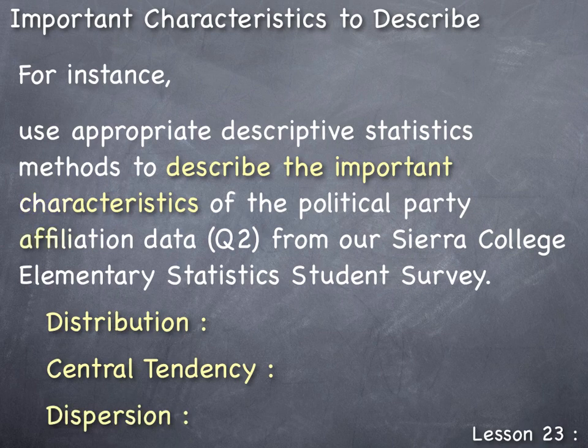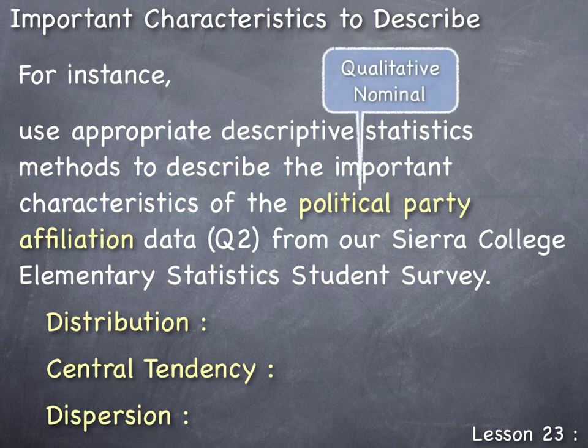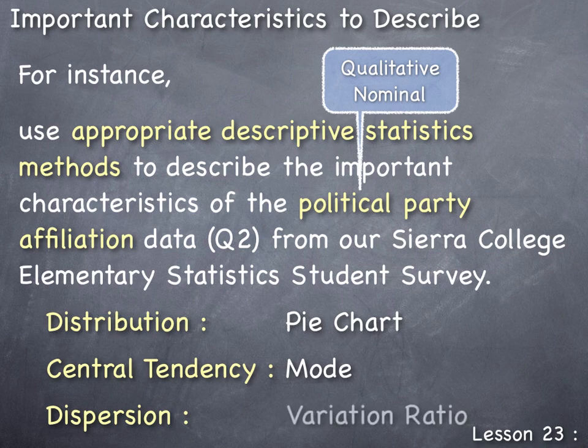Now the data in this instance is the political party affiliation. And political party is qualitative, that is categorical data, that falls at the nominal level of measurement. So the appropriate descriptive statistics methods that we use with qualitative data when it comes to describing the distribution is to construct either a distribution table, or a Pareto chart, or a pie chart. And the appropriate method to measure the central tendency of qualitative data is the mode. And the appropriate method to describe the dispersion of qualitative data is the variation ratio.